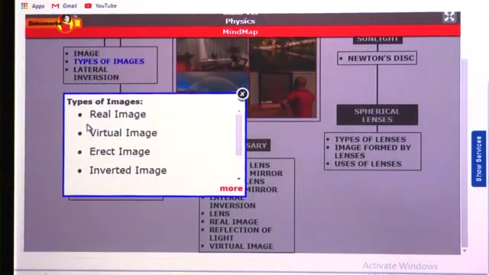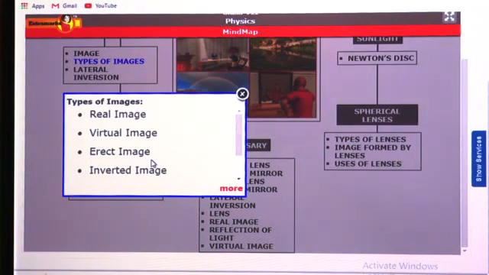So which types of images are there? There are these four types. First one, real image, second one, virtual image, third one, erect image, and fourth one, inverted image. These are the types of images which we can see: real image, virtual image, erect image, and inverted image.